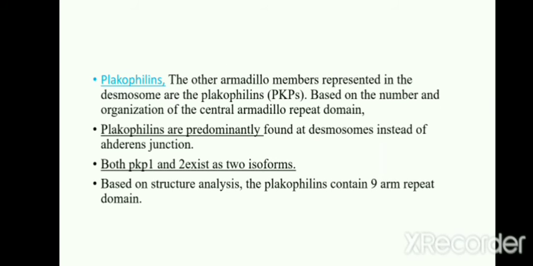And next is plakophilins. The other armadillo members represented in the desmosome are the plakophilins. Based on the number and organization of the central armadillo repeat domain, plakophilins are predominantly found at desmosomes instead of adherens junctions. Plakophilins 1 and 2 exist as two isoforms. Based on structural analysis, the plakophilins contain 9 arm repeat domains.